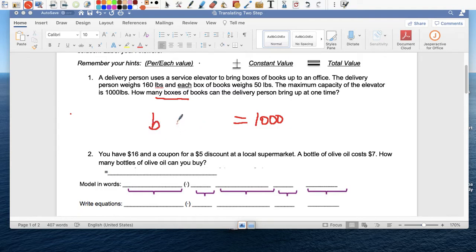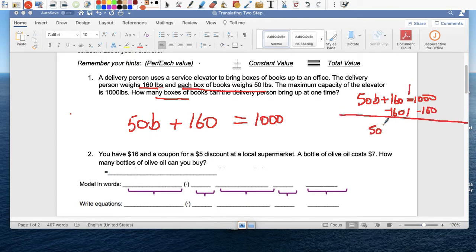What do we know about each box? That's the thing you have to figure out. Well, it says here that each box is 50 pounds, so it's 50 times b. I don't know how many boxes, but that's going up in the elevator, plus something else: the 160-pound man. That's your equation. Let me write that over here. Right, so if you do your story, you're going to do minus 160, minus 160.